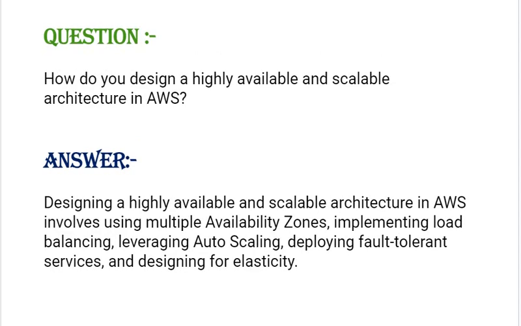Our next interview question is, how do you design a highly available and scalable architecture in AWS? Your answer should be: designing a highly available and scalable architecture in AWS involves using multiple Availability Zones, implementing load balancing, leveraging auto scaling, deploying fault-tolerant services, and designing for elasticity.